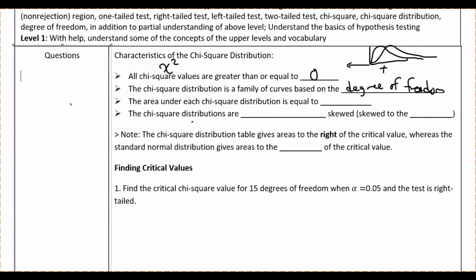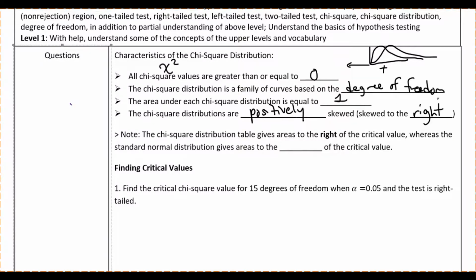So the area under each chi-square distribution is the same as it was for the normal distribution and for the t, and it's equal to 1. So if you were to add up the entire area under the curve, it would just be 1. The chi-square distributions, as we mentioned earlier, are not symmetric at all. They're positively skewed, otherwise known as skewed to the right. Okay, so that's just a quick rundown of the chi-square distribution.